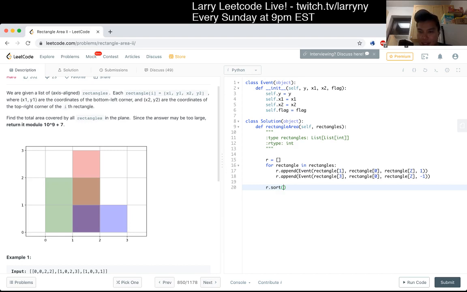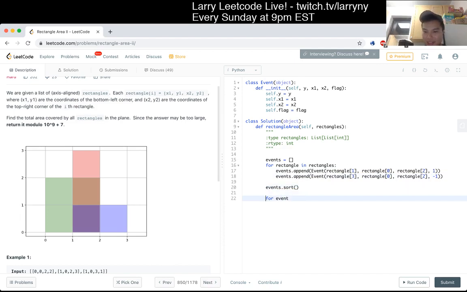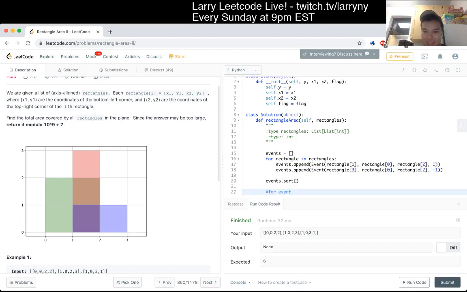Do I need a lambda? Is this sufficient? We sort by Y. Yeah, it should be okay. We sort by height, so we start from the bottom. Okay, and now for, well, I guess this should be just your events. Haha, finally found how to name it. Oh, okay, let me just actually run it, just making sure I don't have a weird typo or compiling things.